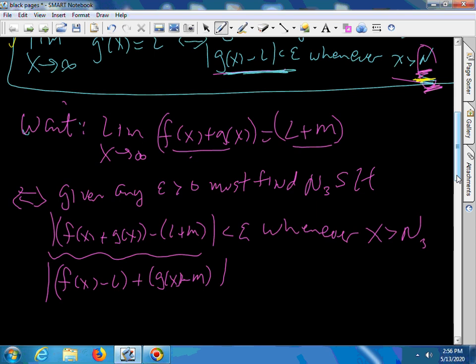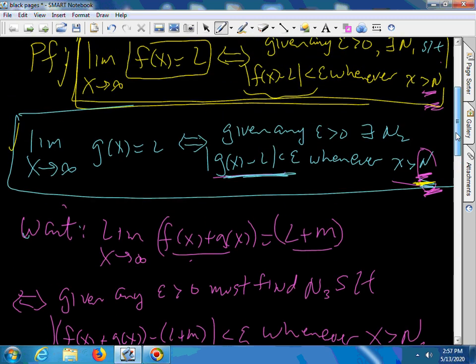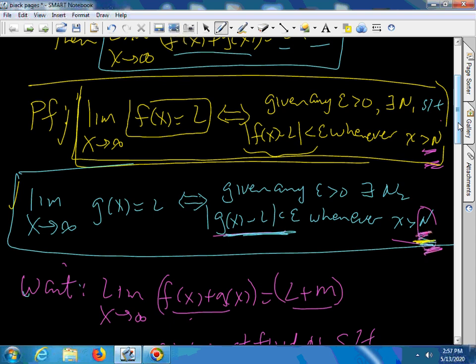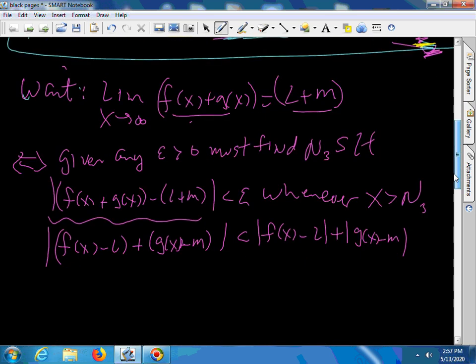But we know that that's less than the absolute value of f of x minus L plus the absolute value of g of x minus M. And I'll just make one minor change. Let's say that it's less than epsilon over 2. Okay? So this first term is less than epsilon over 2.